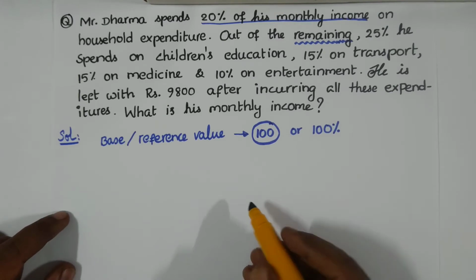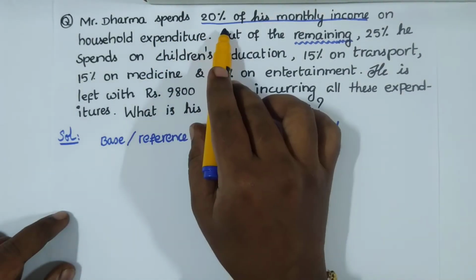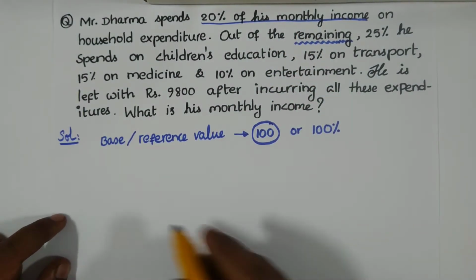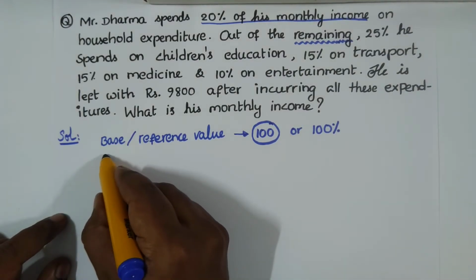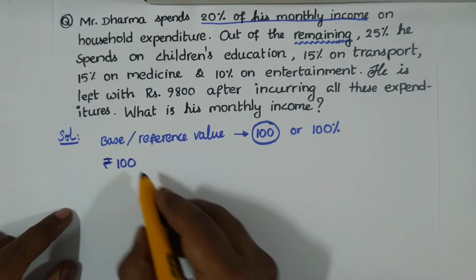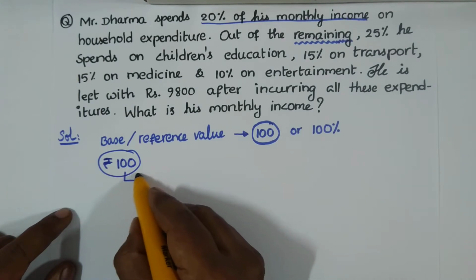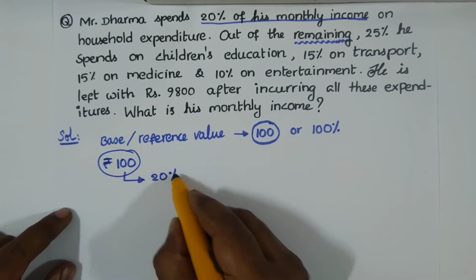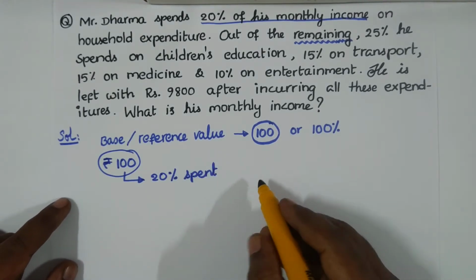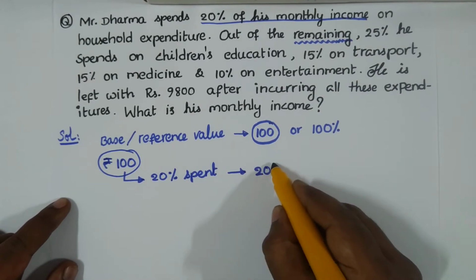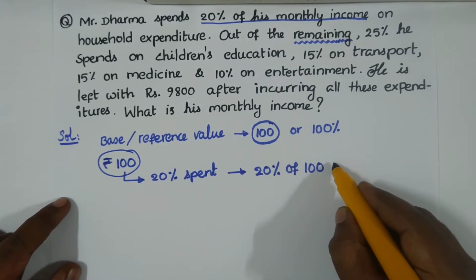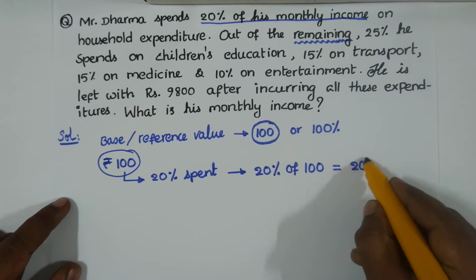Now he spends 20% of his monthly income. Let us assume that his monthly income is 100 rupees. Out of this 100 rupees, 20% he has spent. What is the meaning of this? That means he has spent 20% of his monthly income. So 20% of 100 is equal to 20. This is simple.